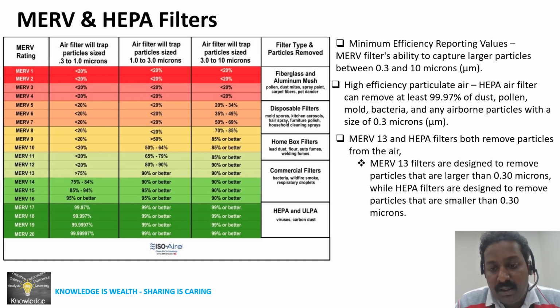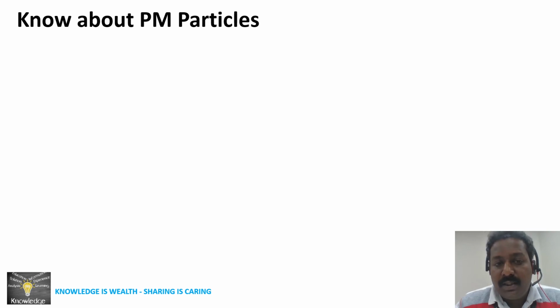Usually MERV 13 filters are designed to remove particles that are larger than 0.3 microns, while HEPA filters are designed to remove particles that are smaller than 0.3 microns. So that is the difference between HEPA and MERV filters. Okay, let us quickly check. We discussed particles, 10 microns, 0.3.